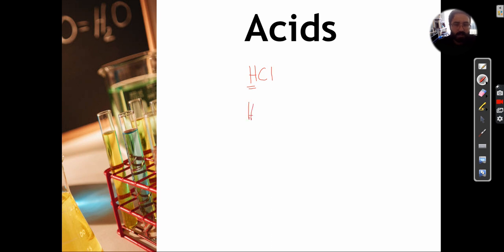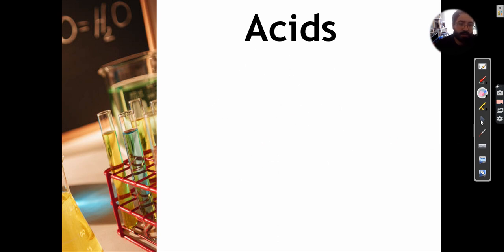So like HCl, H2SO4, H3PO4, HIO3. As soon as you see an H in the front, whether it's a binary or whether it's a polyatomic, you should be thinking acid. Now there are a few exceptions, for example, like these two. And there's other ones, but these don't have acid naming systems, but it's okay.